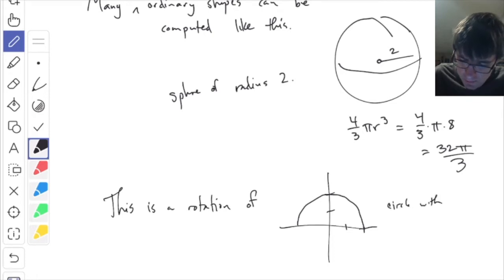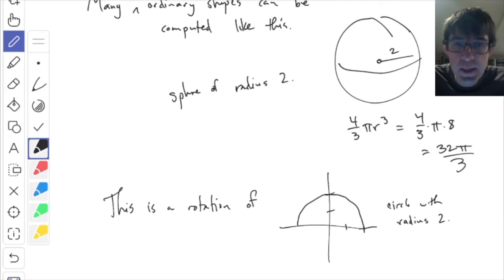Now we have to figure out a formula for that as a function, right? We want f of x. And anybody recall, how do you find f of x for the top half of a circle? Or maybe, anybody remember the formula just for the whole circle, perhaps? The graph of a circle of a certain radius?